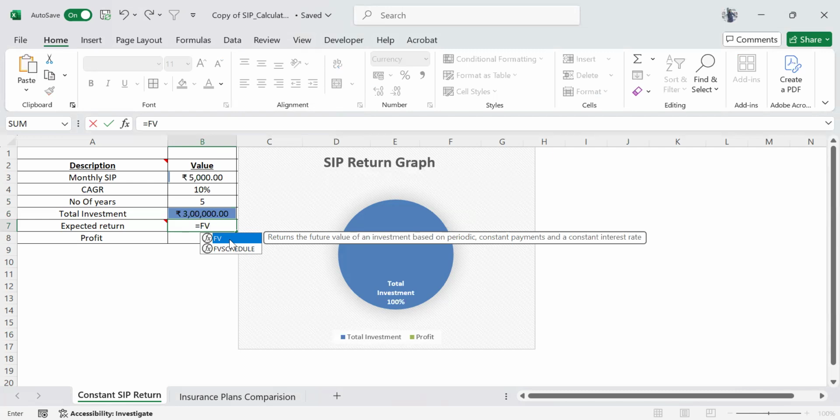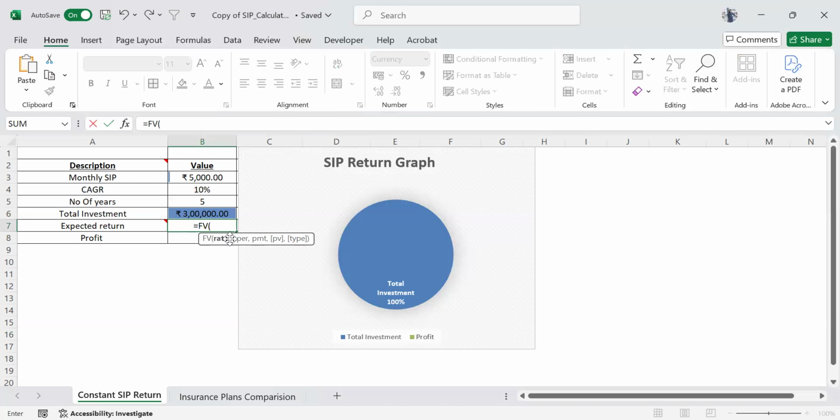Then we will be implementing this formula by mentioning the things under the bracket, where we start with the rate of return that we are expecting. So it is 10% annually, but here we will be converting all the rates of return to per month. So we will be dividing this by 12 to convert the annual rate of return to per month.